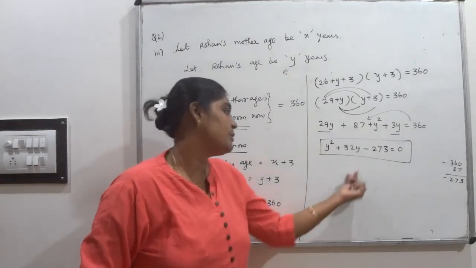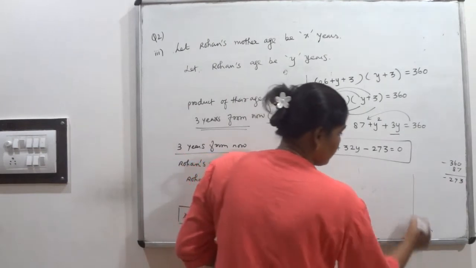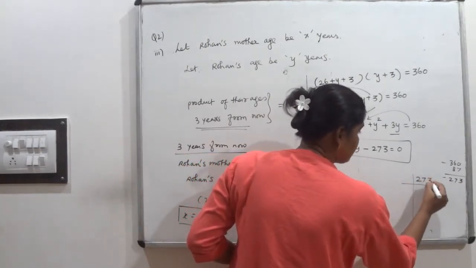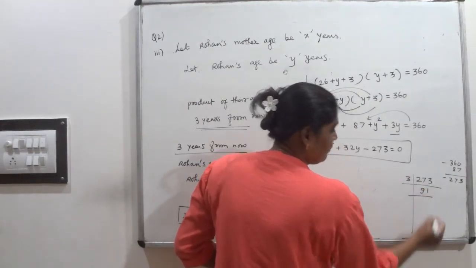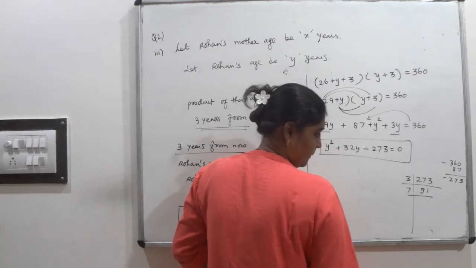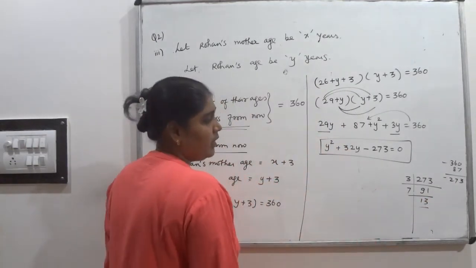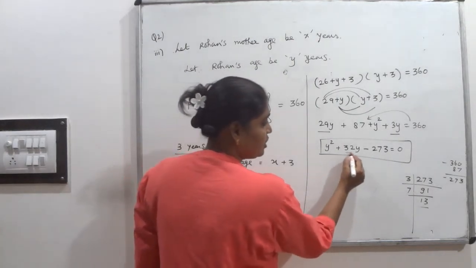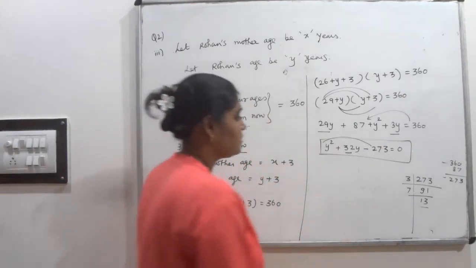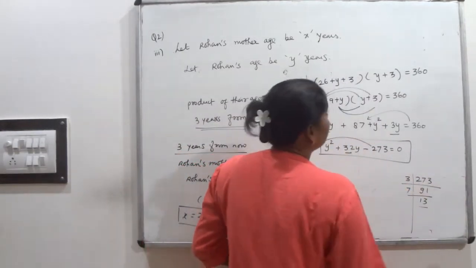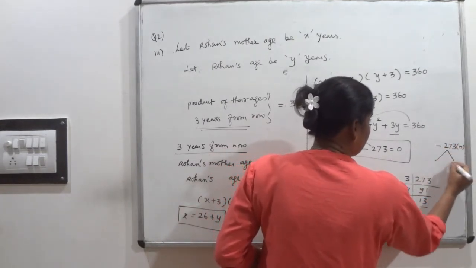I am going to use the middle term splitting method to get the Y value. You know that, use the prime factorization method. 273 is divisible by 3, giving 91. It is divisible by 7, giving 13. 13 is a prime number, so stop. And here I need in addition 32, in multiplication minus 273. Look here, minus 273 in multiplication I need, and in addition I need plus 32.